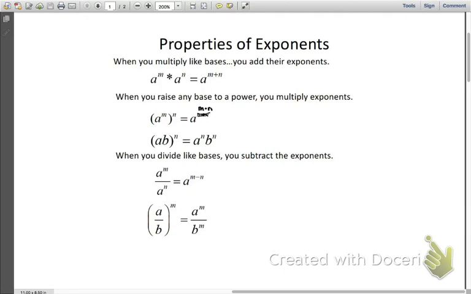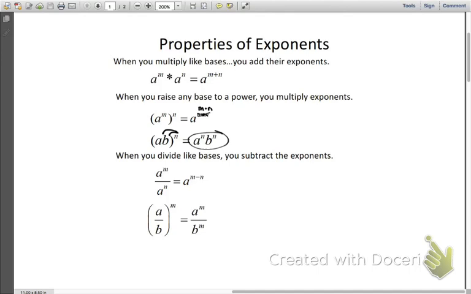Same way, if I have AB and all of it's to the nth power, then the n's going to go here and there, so it goes to every single part inside the parenthesis. It's just like distributing. Okay, if you have multiple terms inside a parenthesis, then that power is going to go to everything inside there. Same way, or just kind of really the opposite.